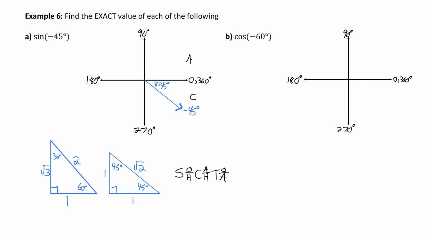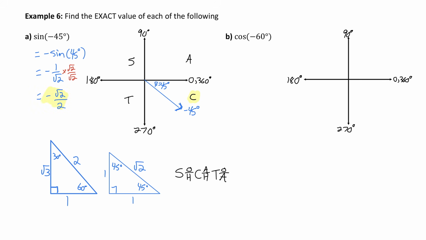Also, don't forget CAST rule. Based on CAST rule, in this quadrant, only cos is positive, which means my sine ratio is going to be negative. And I can switch it to finding the sine ratio of the reference angle. So it would be equal to negative sine of 45 degrees. And sine of 45 degrees, remember, find my 45 degree angle. Sine is opposite over hypotenuse, so it would be 1 over root 2. So sine of negative 45 equals negative 1 over root 2, which we should rationalize, multiply top and bottom by root 2, which gives negative root 2 over 2. There's the answer to that question.